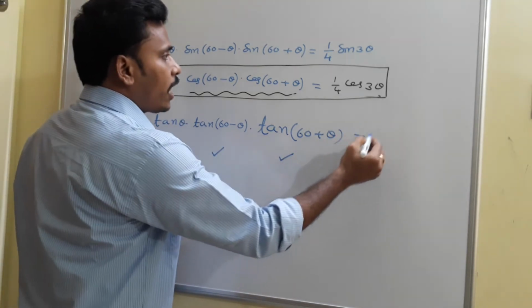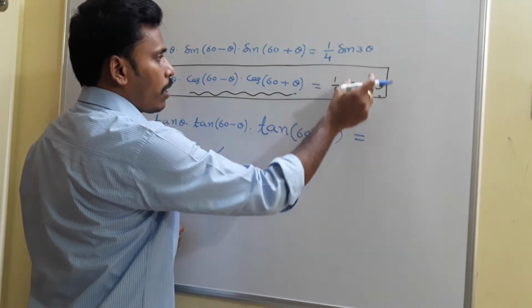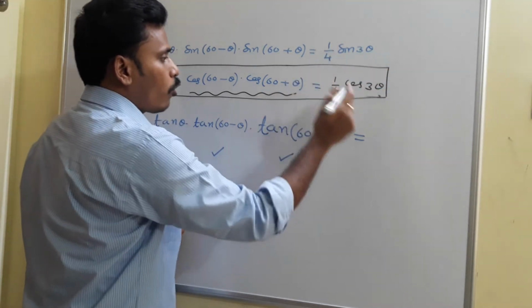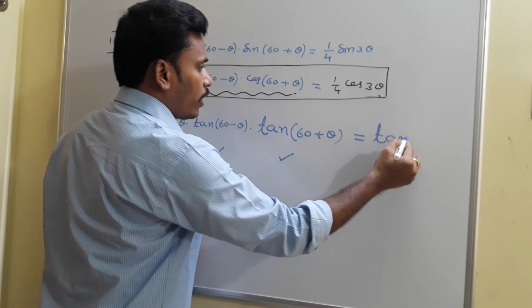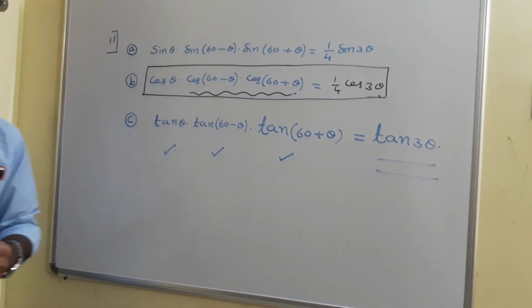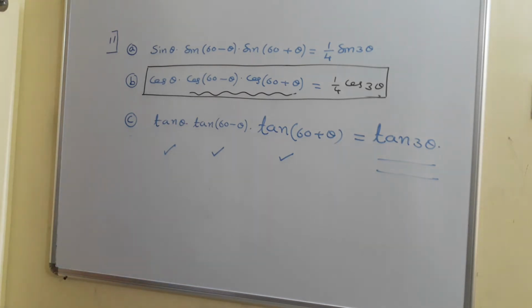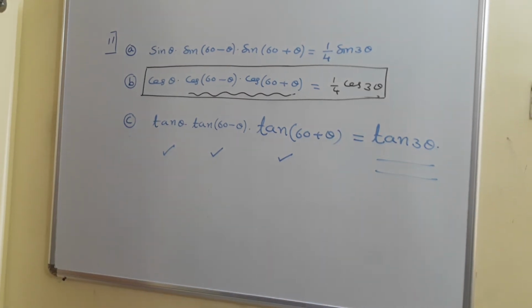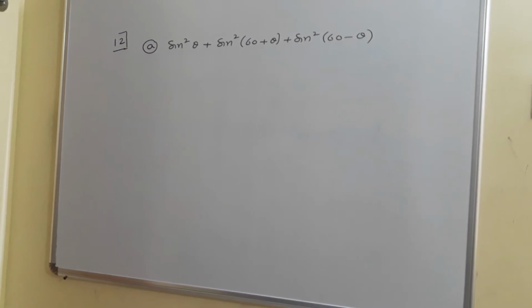On the right side, again you need to divide these two, the first term divided by the second term. The 1 by 4 will get cancelled, and you are left with tan 3 theta. For sin and cos we have 1 by 4, but for tan we don't have that 1 by 4, it gets cancelled out, okay? See, the 11th problem is over.